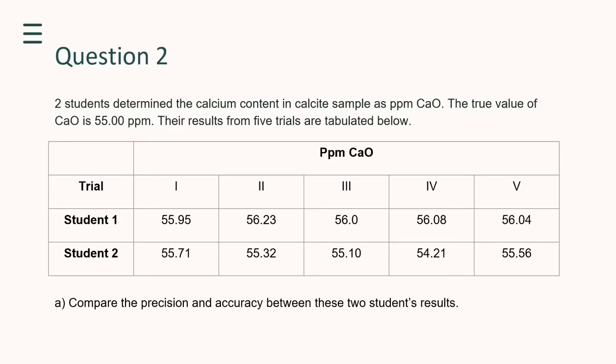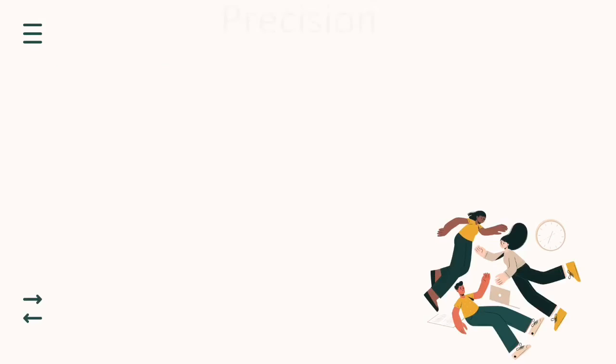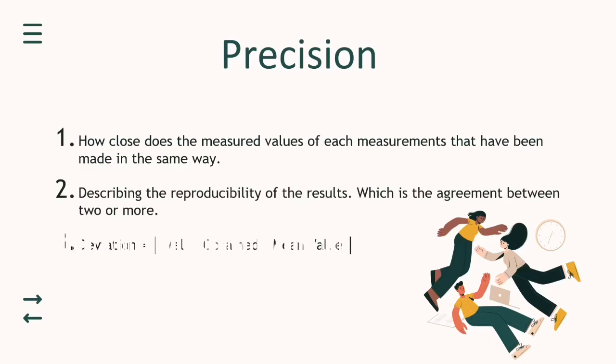Question A. Compare the precision and accuracy between these students' results. First of all, we have to know what is the precision and accuracy before doing the answer. Precision is how close the measured values are for each measurement that has been made in the same way, describing the reproducibility of the result, which is the agreement between two or more.